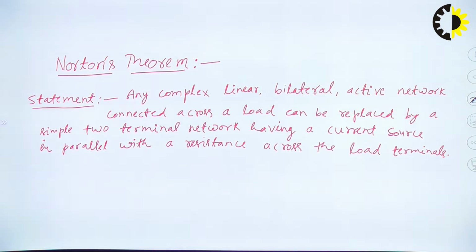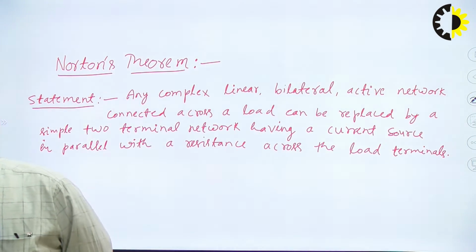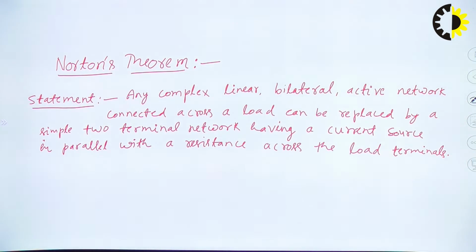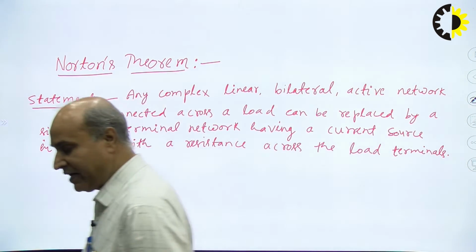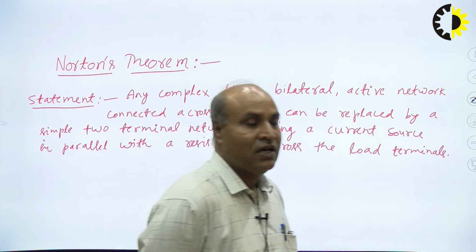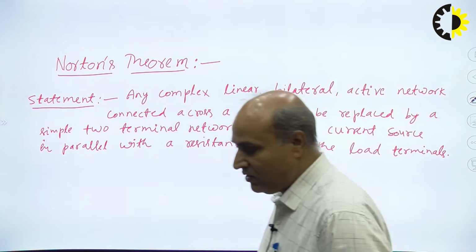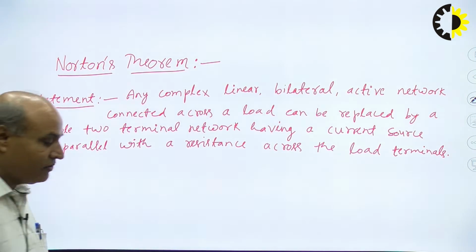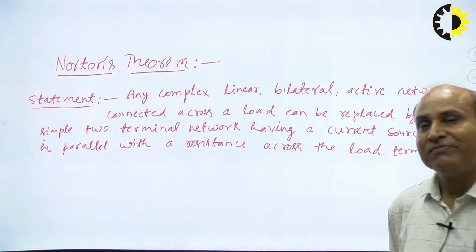Many times we come across a very complex circuit, and in that complex circuit we have to calculate the current in a branch or the voltage across a branch, which is very difficult work in a complex circuit. In that case we can use Norton's theorem, which simplifies our work in calculating the current in a branch or voltage across a branch. First of all we will explain the principle, or you can say the statement, of Norton's theorem.